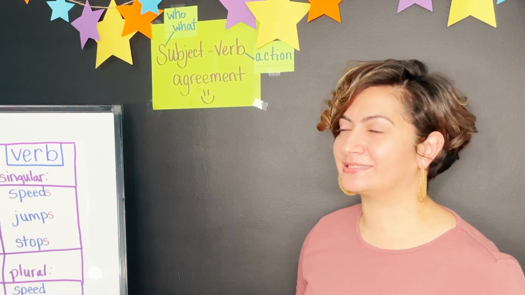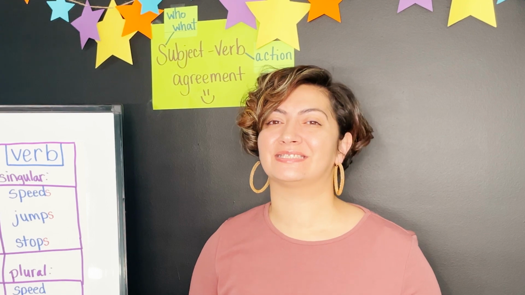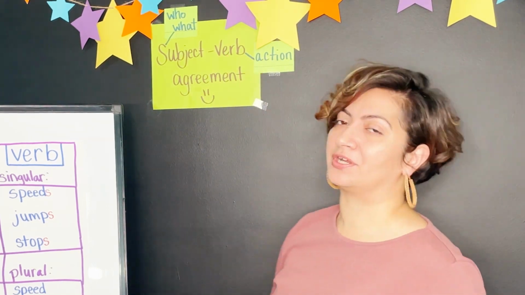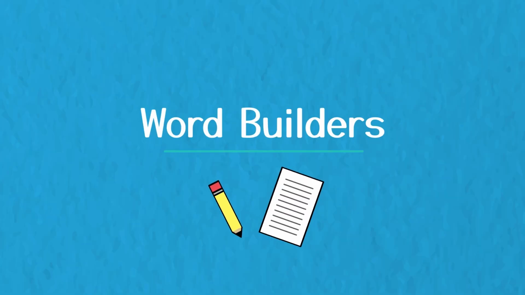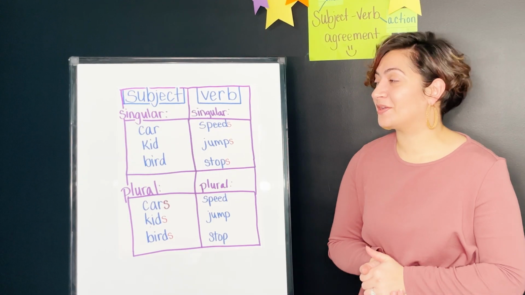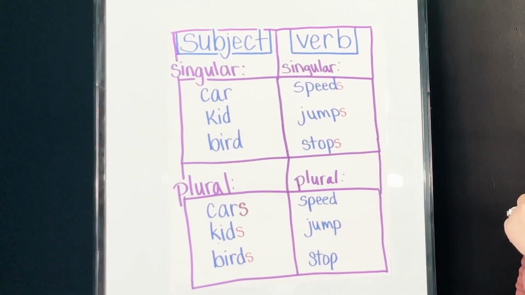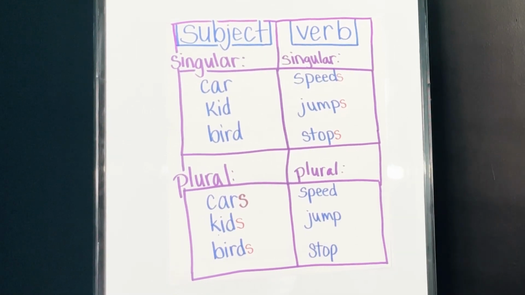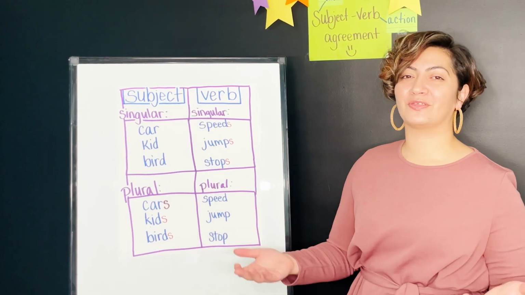So a subject is a who or a what. In this case, when we're talking about our sentences, it's going to be a noun. And our verb is an action word. So it's what is the subject doing? All right? So we're going to talk about subject-verb agreement in sentences, and we are going to be talking about them in their singular form. Say singular. Singular means only one all by itself. And then we'll be talking about it in its plural form. Say plural. And plural means more than one.